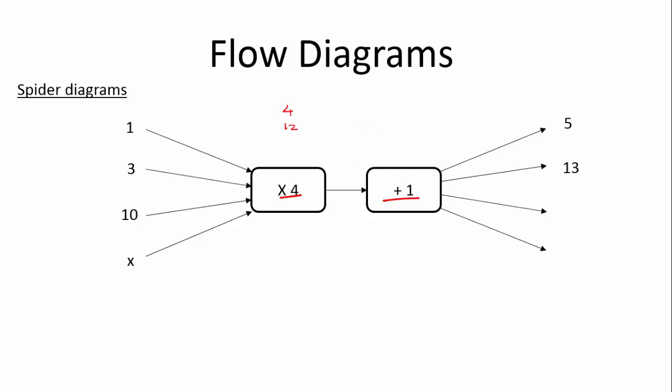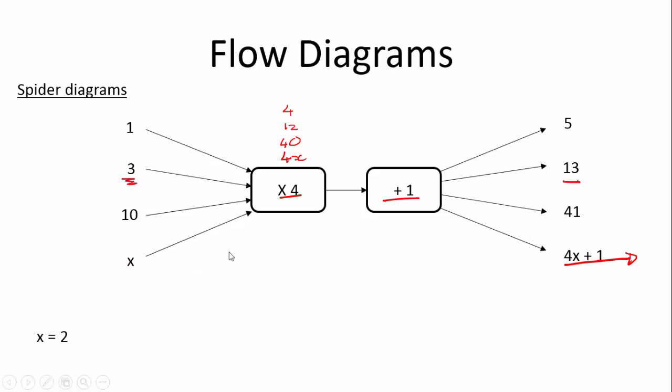What about 10 multiplied by 4? We know that 10 multiplied by 4 is 40, plus 1 is equal to 41. What about x multiplied by 4? Well, that is 4x, plus 1, so we're going to get 4x plus 1. So this is for any number. For example, say we called x 3. That would be 4 times 3 is 12, plus 1 is 13.